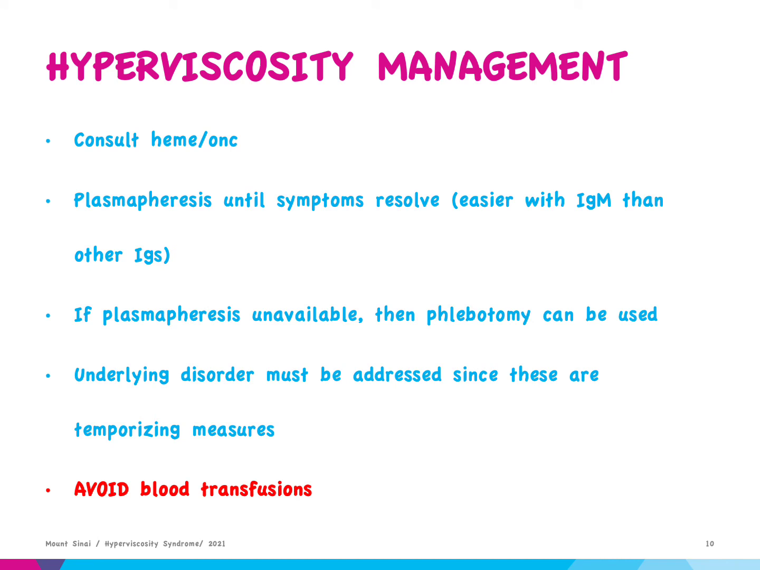And now going over management, you definitely have to consult HEMONC for hyperviscosity syndrome. You do plasmapheresis until symptoms resolve. Patients are more responsive when it's secondary to IgM than other immunoglobulins, and it's not necessarily because of the pentameric structure, but because IgM is intravascular, so it's easier to remove. And if plasmapheresis is unavailable, then you can use phlebotomy as well.